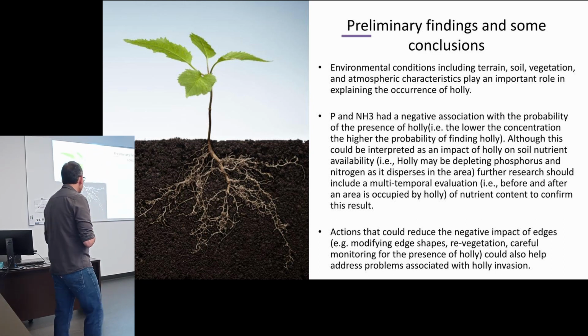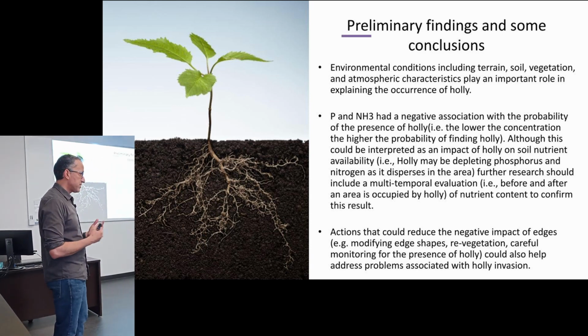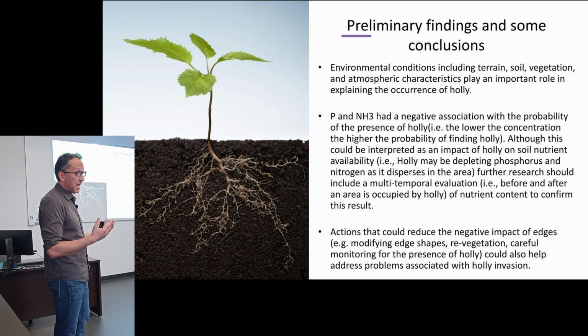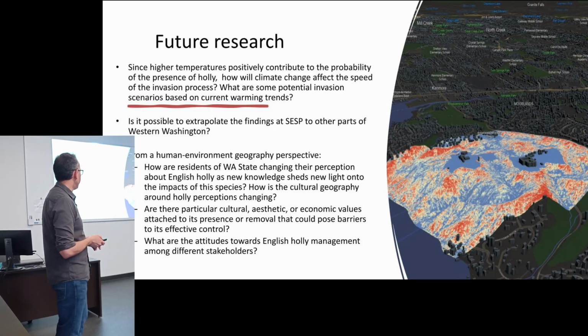And again, there are some actions that could help reduce the negative impact of edges, particularly because that's also an important factor. Modifying the edge shapes and restoration along the edges of forests could also help prevent the percolation of holly into these areas where you have good standing forest. Careful monitoring of holly along the edges could also be important to control the invasion process a little bit.